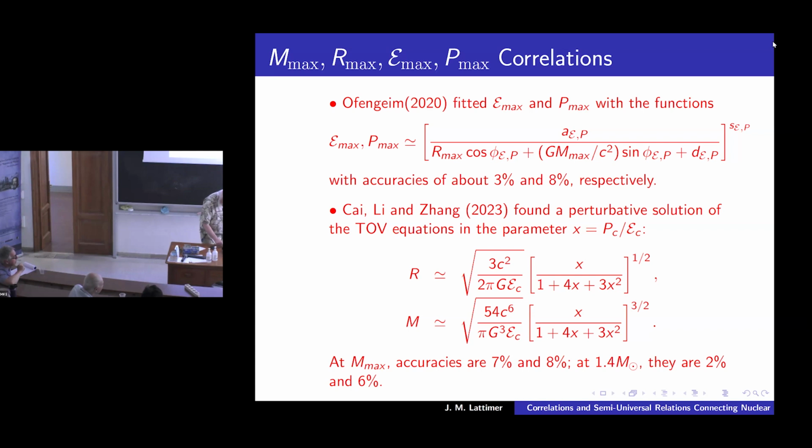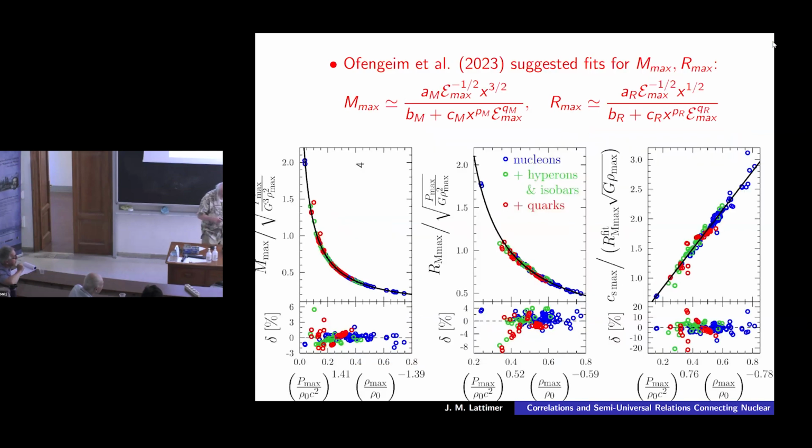I'm going to skip the next part. They tried to do a better job more recently, and they suggested a little bit more complex fits of this form. And you can see the agreement works out to be pretty good, but the uncertainties are still around several percent. In fact, if you neglect this constant term, you can see that this is basically just a power law in mass. X here is basically the ratio of pressure to energy density. And this is basically then a power law in both pressure and energy density for both mass and radius.